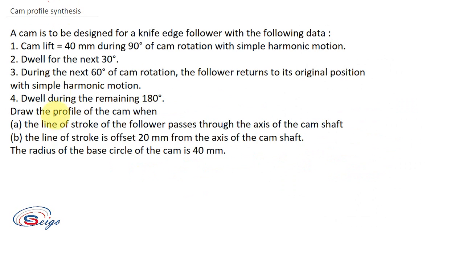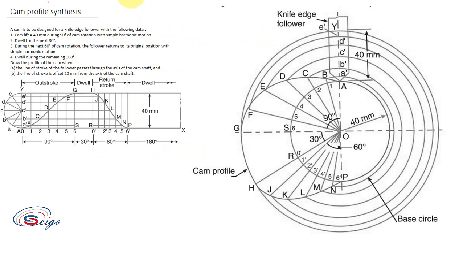So in the question you can see that the radius of the base circle of the cam is 40 mm. So that is actually what you have to draw first. So you have to draw a circle of radius 40 mm.